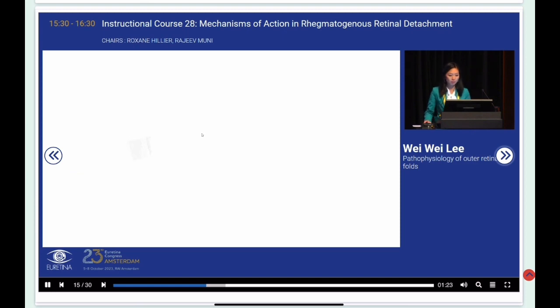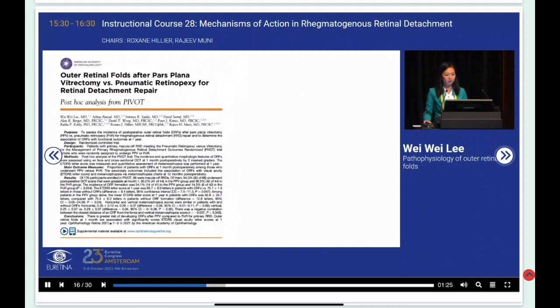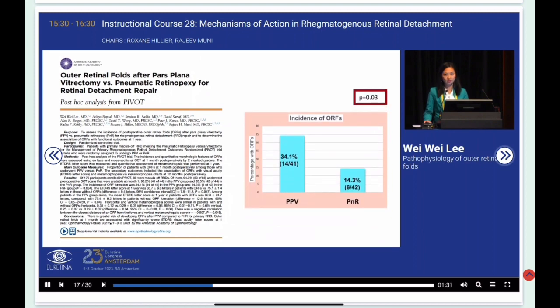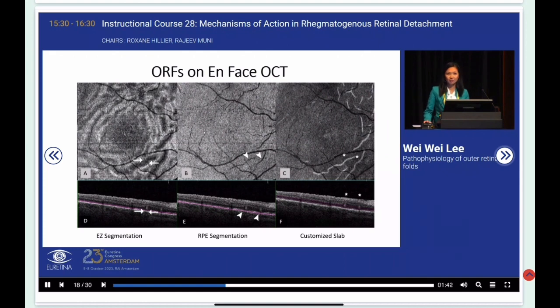So our group performed a post-hoc analysis of the PIVOT trial, looking at incidence of outer retinal folds after vitrectomy compared to pneumatic. And we found that incidence of outer retinal folds was significantly higher after vitrectomy at 34.1% compared to 14.3% after pneumatic. So what is the best way to detect outer retinal folds?